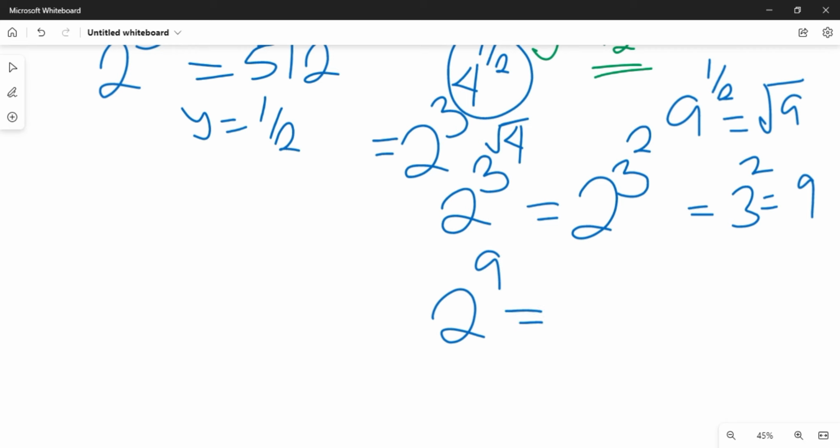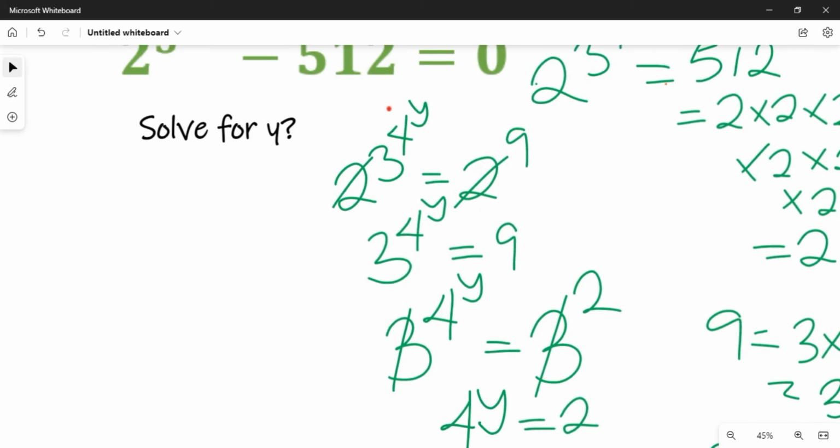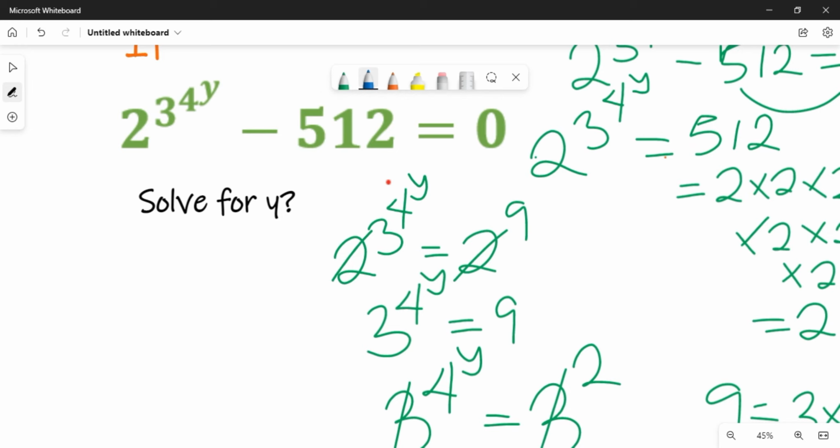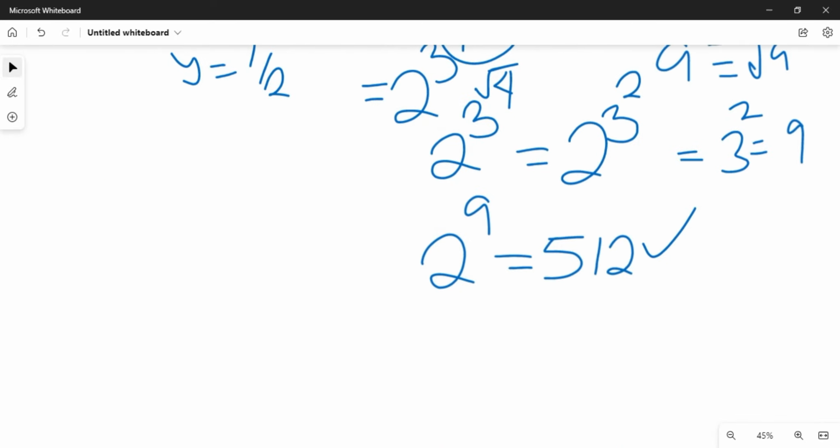So 2 raised to power 9 is equal to 2 times 2 times 2 nine times, and when we multiply it, we're going to have 512. So you see that that value is equivalent to this value we have here. So that means that our solution is correct.